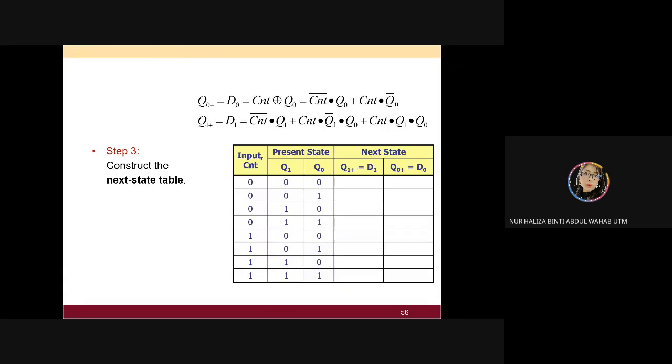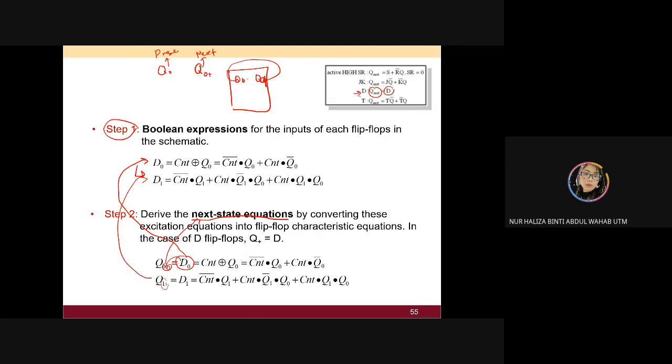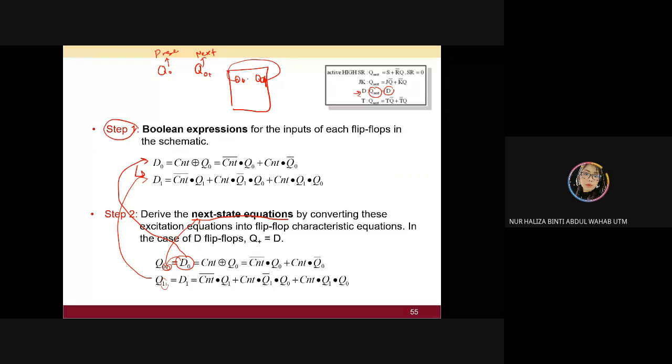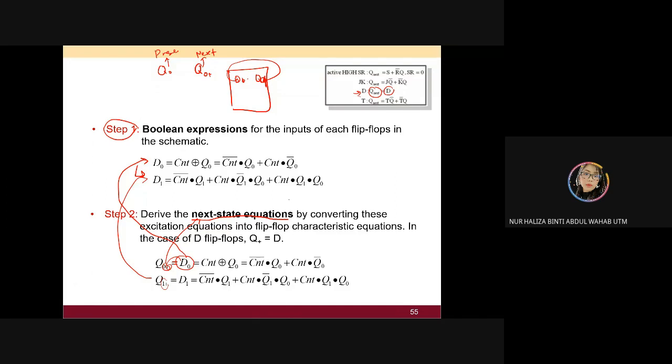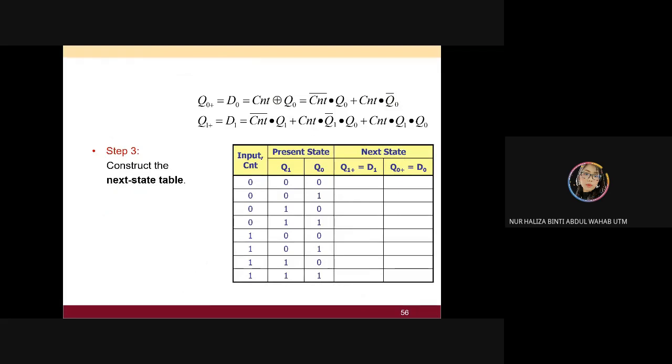Okay, if no problem, we proceed to step number 3: construct the next step table. Following your step 1 and step 2, step 3 will follow your equation here. You have the equation here, you bring it to this part and construct the next step table. This is your next step. The current one, the present, is similar to your existing input, similar to last time.